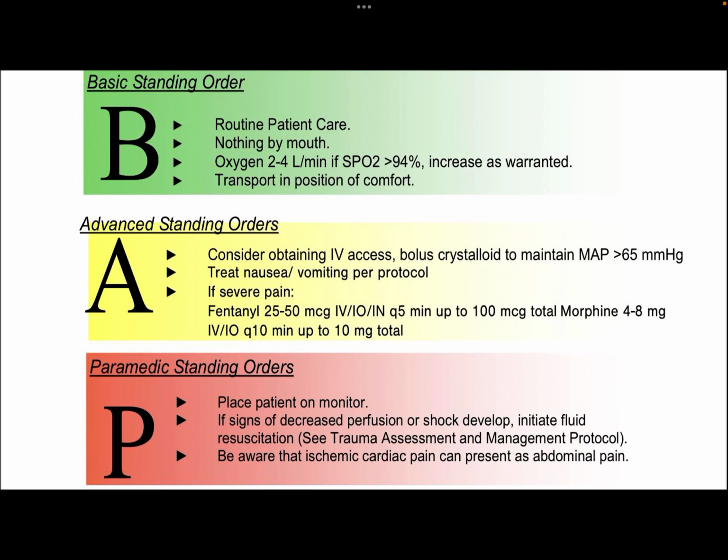If they say they're in severe pain, so that's a 6 or greater on a scale of 1 to 10, Advanced EMTs and paramedics, you guys can now administer fentanyl 25 to 50 mics IV, IO, or intranasally every 5 minutes up to 100 micrograms total. Or you can do morphine 4 to 8 milligrams IV, IO every 10 minutes up to 10 milligrams total. So we got a couple different options for pain management for abdominal pain.